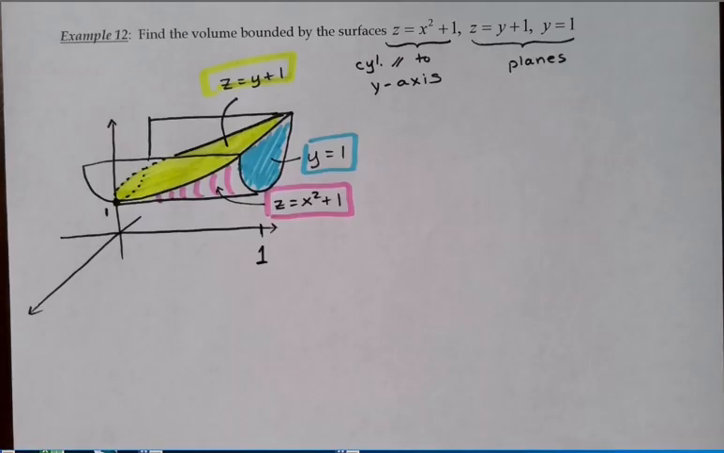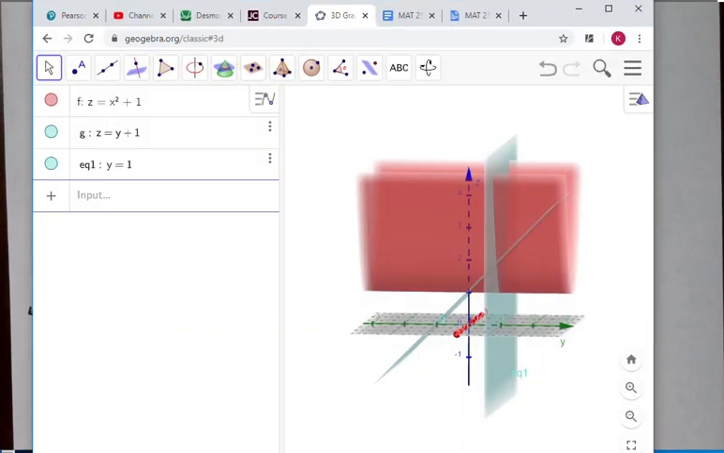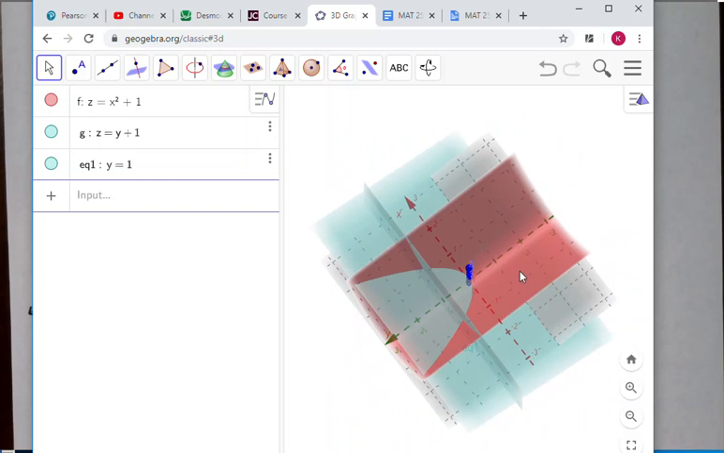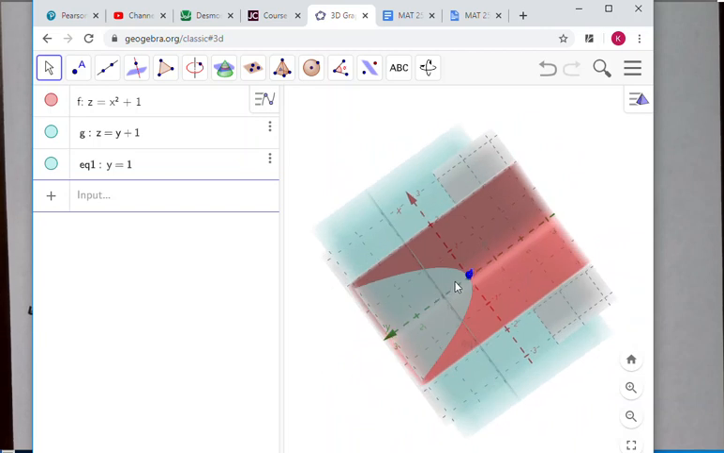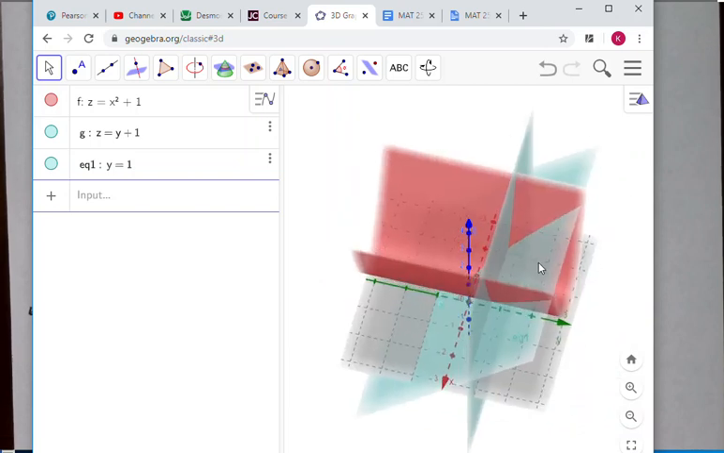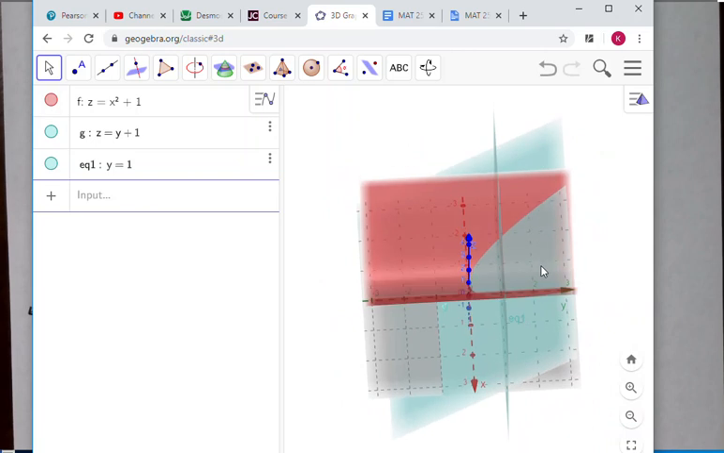And here it is in GeoGebra. Again, you can see the parabolic cylinder. You can see the vertical plane y equals 1 and the slanted plane z equals y plus 1. This down in here, this little tiny piece, is what we're actually trying to find the volume of. And I can rotate that a bit, look at it from top down to see that parabolic lid again. Again, I really encourage you to play around with whatever technology you have available at home that will help you to visualize these kinds of things.